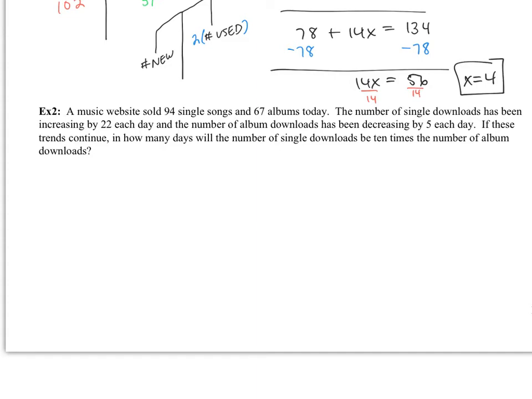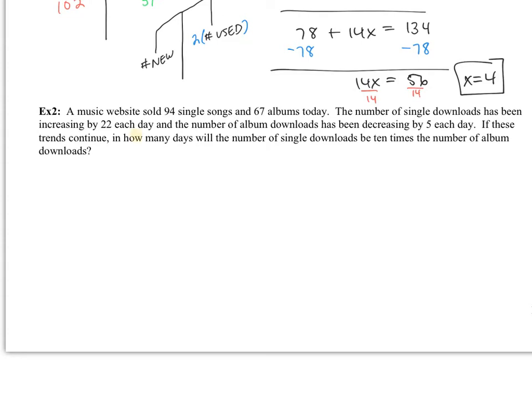So in this example, we have a similar situation where a music website is selling 94 singles and 67 albums. The number of single downloads is increasing by 22 each day, and the number of album downloads has been decreasing by 5 each day. The question is asking if the trends continue, how many days will it take for the number of single downloads to be 10 times the number of album downloads?